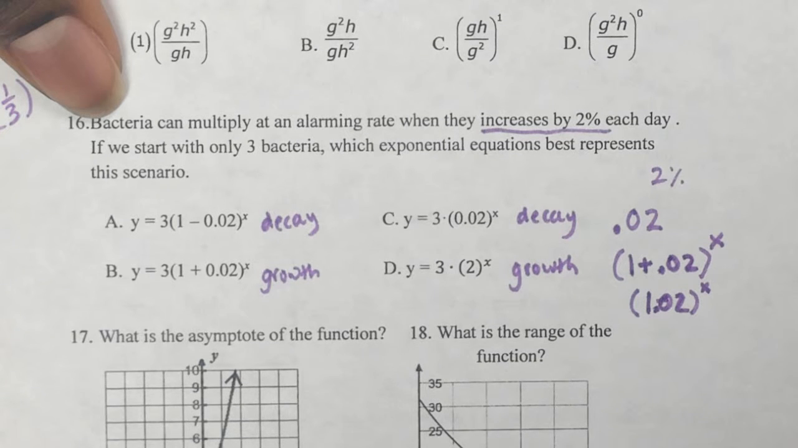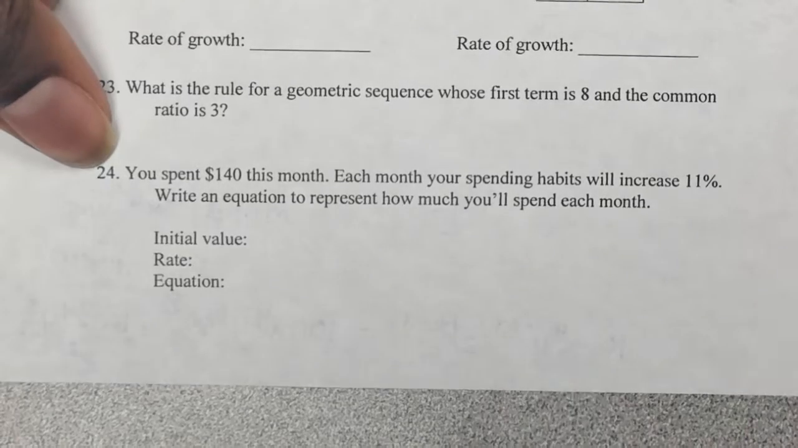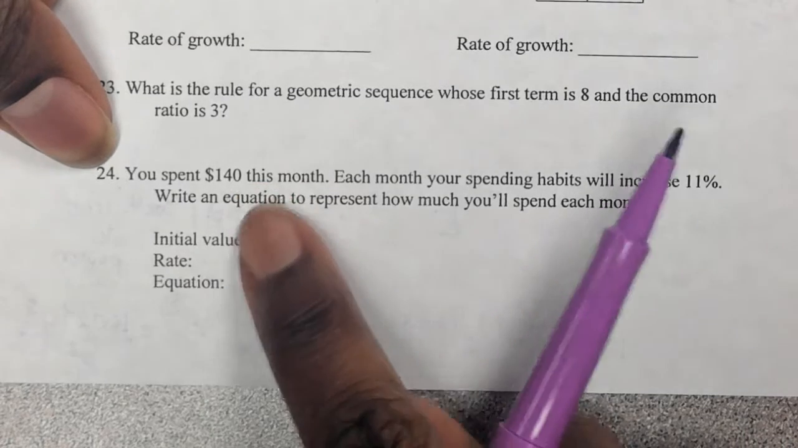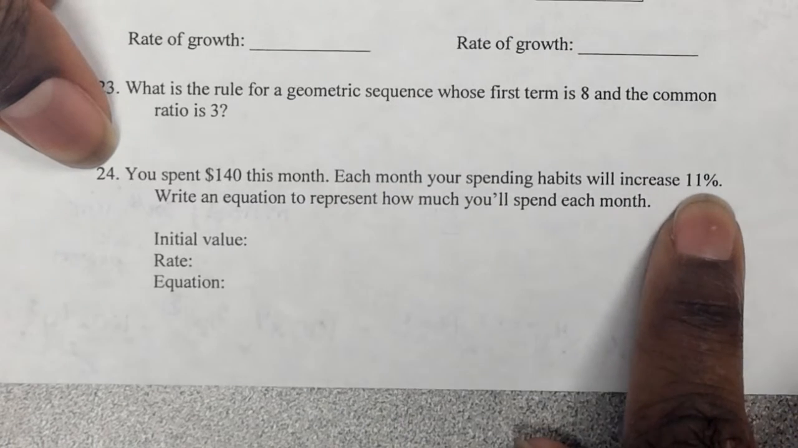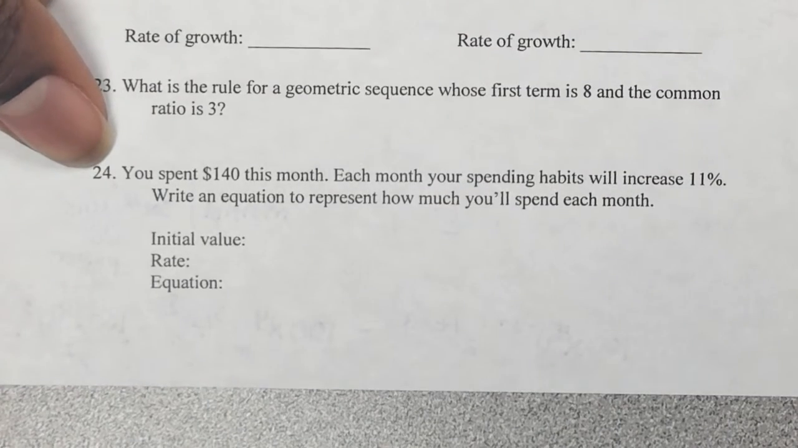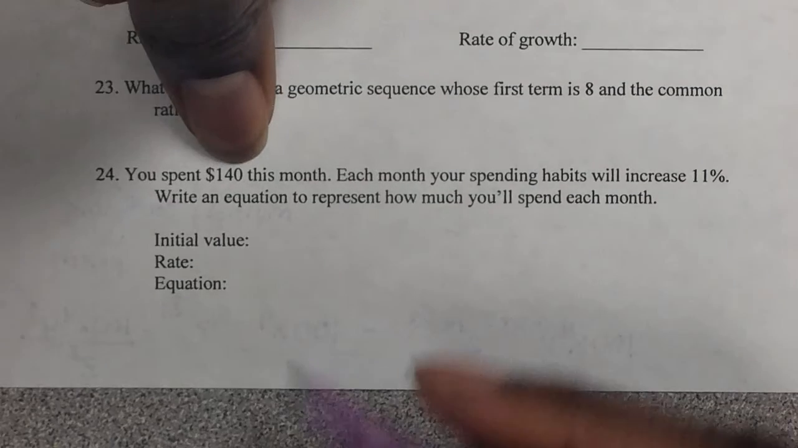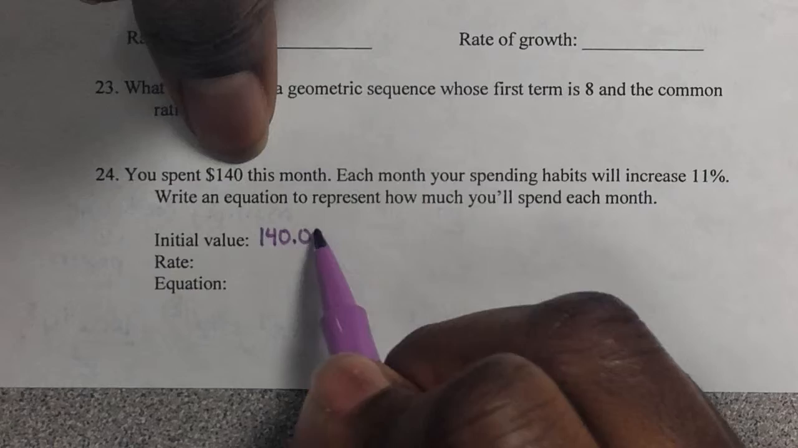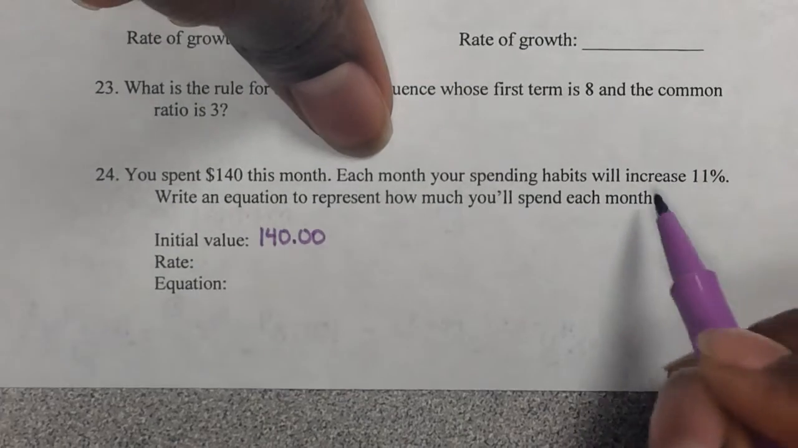All right, the next one, it looks like we're moving to 24. I would say 24 looks very similar to the one we just did. You spent $140 this month. Each month your spending habits will increase 11%. Write an equation to represent how much you'll spend each day. So you spent $140. That's the starting amount, the initial value that you started off spending. Then it says each month your spending habits will increase 11%.